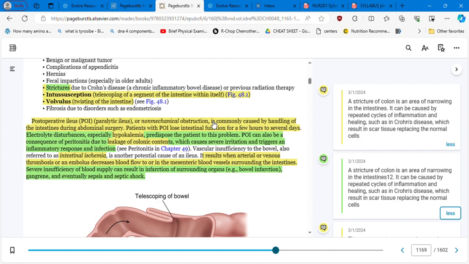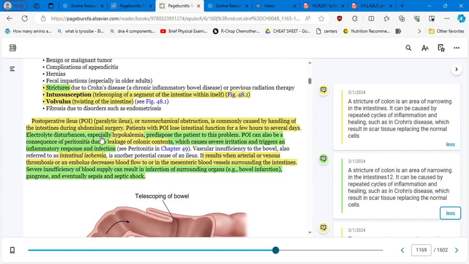Non-mechanical, neuro. Mechanical, muscular. Non-mechanical, neuromuscular. Easy. It can't get easier than that, okay? Paralytic ileus is commonly caused by handling of the intestine during abdominal surgery. Patients with paralytic ileus or postoperative ileus lose intestinal function for a few hours to several days.